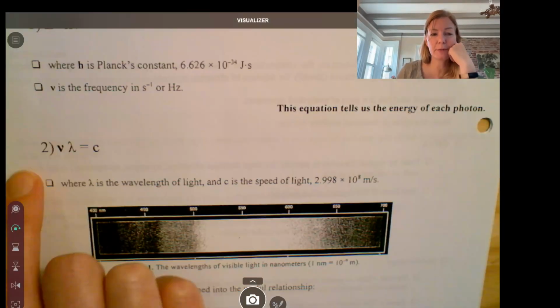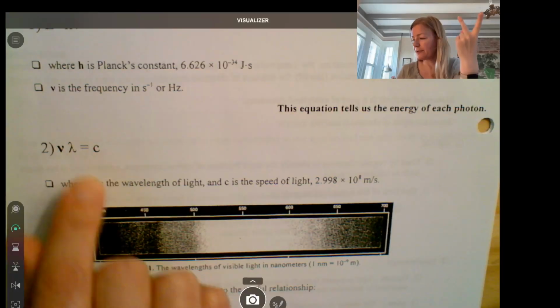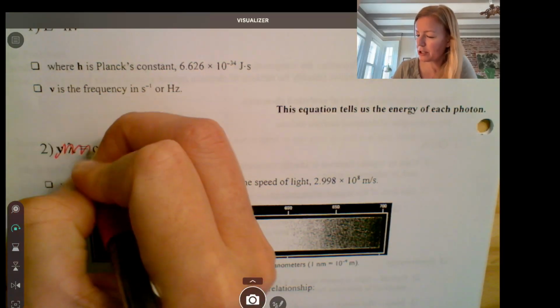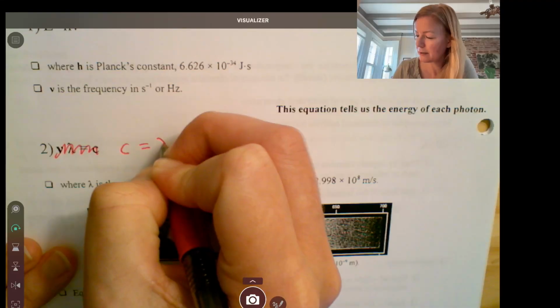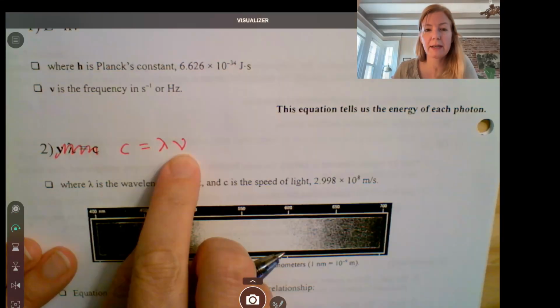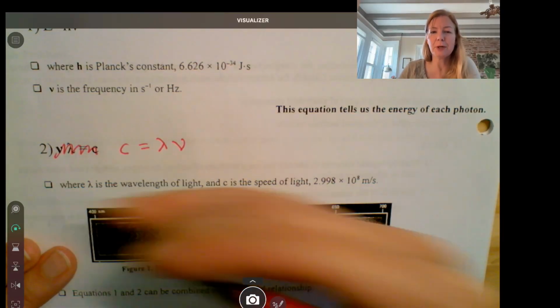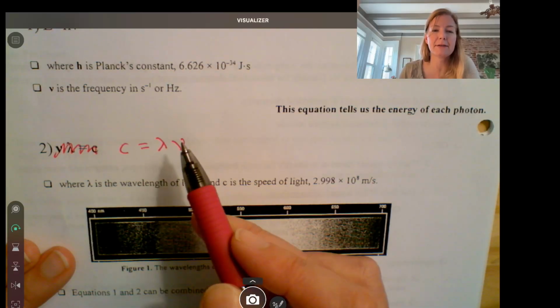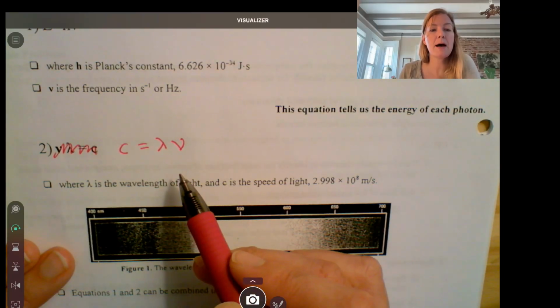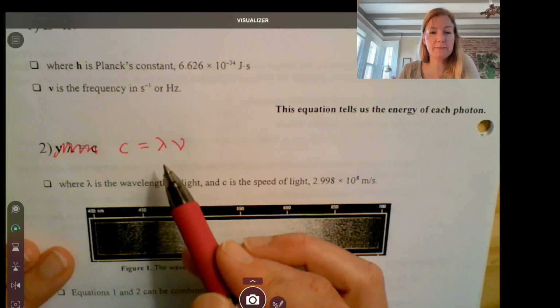And then this formula, it's been flipped from what's on your formula sheet. You might want to change it. What it shows on your AP formula sheet is c equals lambda times nu, okay? It's not a v, it's like a v blowing in the wind, okay? So don't say v, you say nu. It's a Greek letter that looks like a v blowing in the wind. This is on your formula sheet.